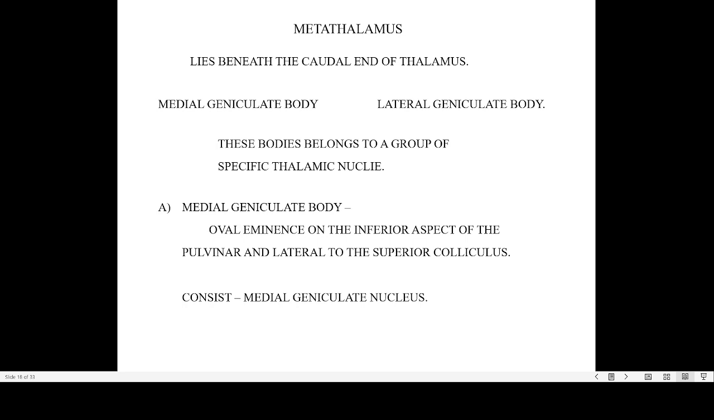These bodies belong to a group of specific thalamic nuclei. Number one is the medial geniculate body. It is an oval eminence on the inferior aspect of the pulvinar and lateral to the superior colliculus.